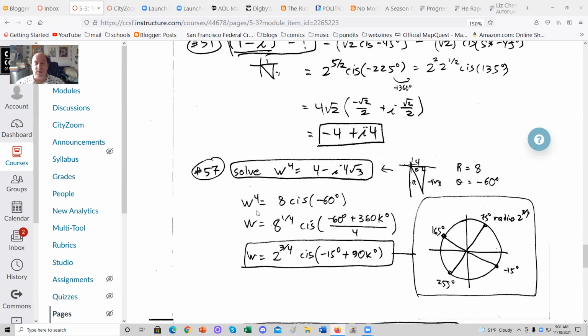So we solve this by: it'll be 8 to the 1/4 power, cis of 1/4 of negative 60 plus 360k degrees. These are the full rotations, and we take 1/4 of those rotations. So end result, 2 to the 3/4, cis of negative 15 plus 90k degrees, because 360 over 4 is 90. So you have a circle with radius 2 to the 3/4.